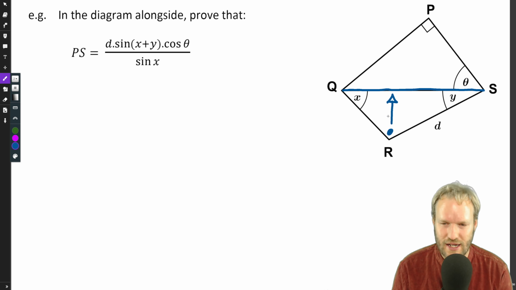So if we wanted to use the sine rule, we'd have to work out what this angle here is. Well, angles in a triangle add up to 180. So this angle over here is just 180 minus the sum of the other angles. And the reason that I'm working that out is because of that sine rule. I'm thinking, well, here's a side, RS is D, and we've got the angle opposite, X. Here's a side, QS, that we're trying to find, and the angle opposite was easy enough to find.